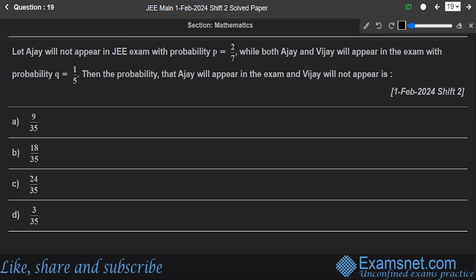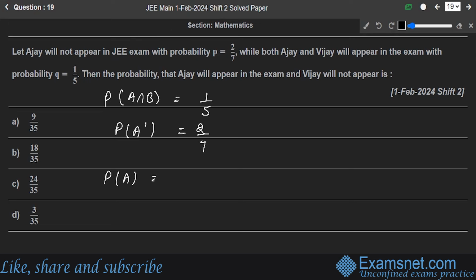Question number 19. Let Ajay will not appear in the JEE exam with the probability P given by 2 by 7, while both Ajay and Vijay will appear in the exam with the probability Q equal to 1 by 5. Then the probability that Ajay will appear in the exam and Vijay will not appear is... So here, according to the question, the probability that both Ajay and Vijay will appear in the exam is Q, which is 1 by 5, and the probability that Ajay will not appear in the exam is 2 by 7.